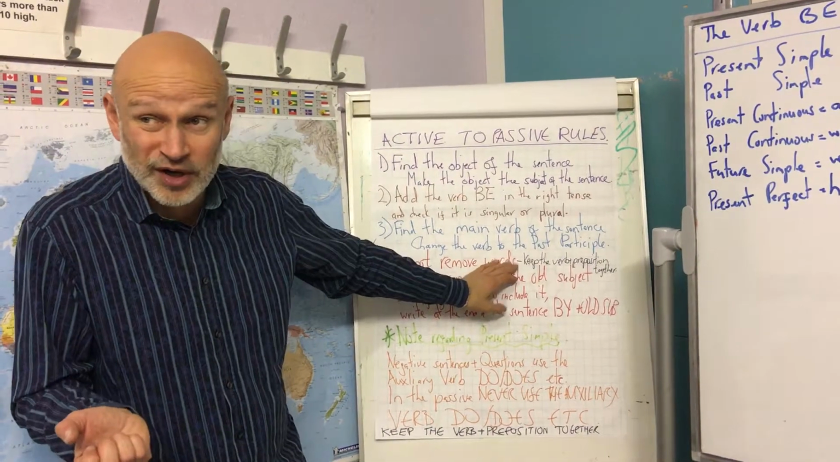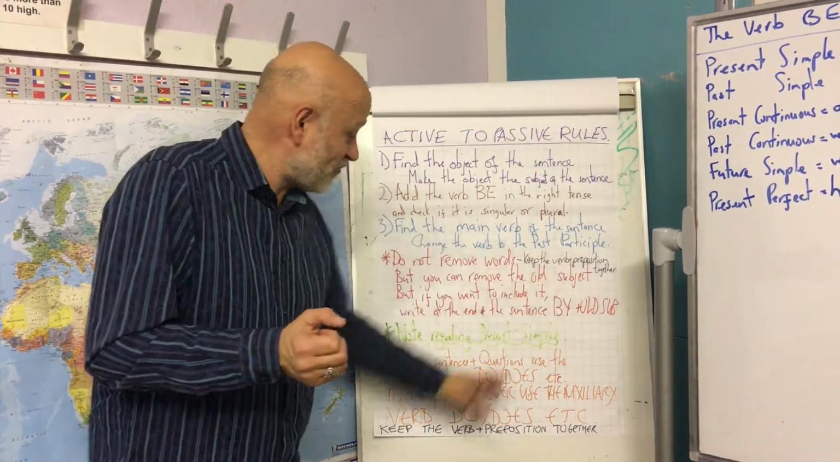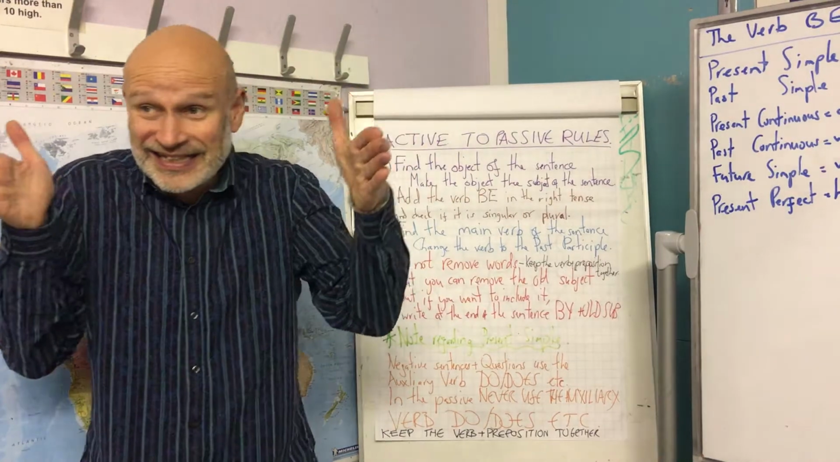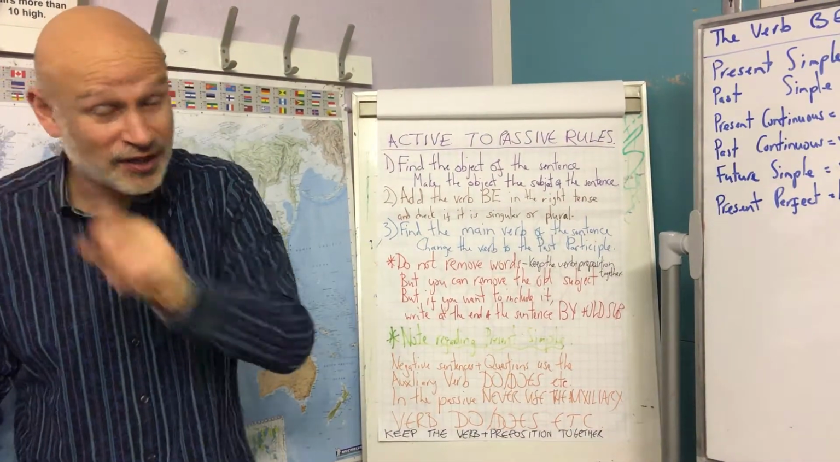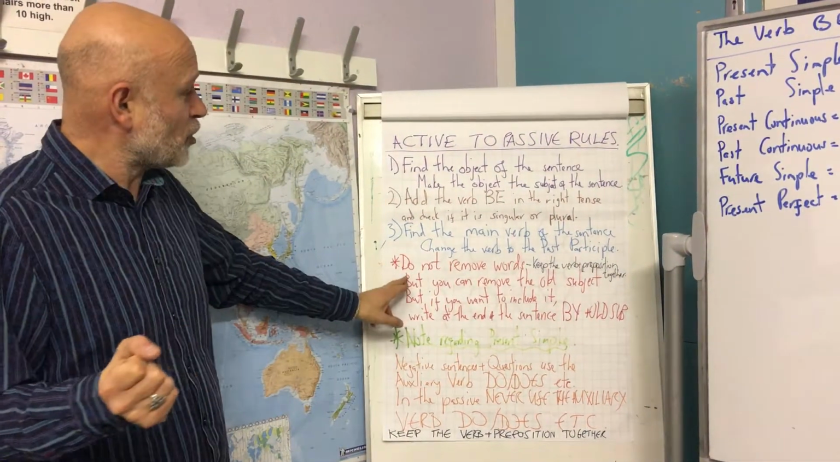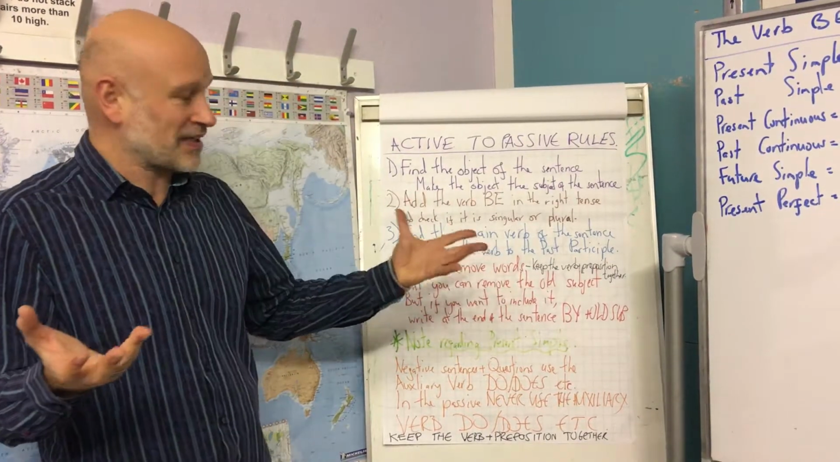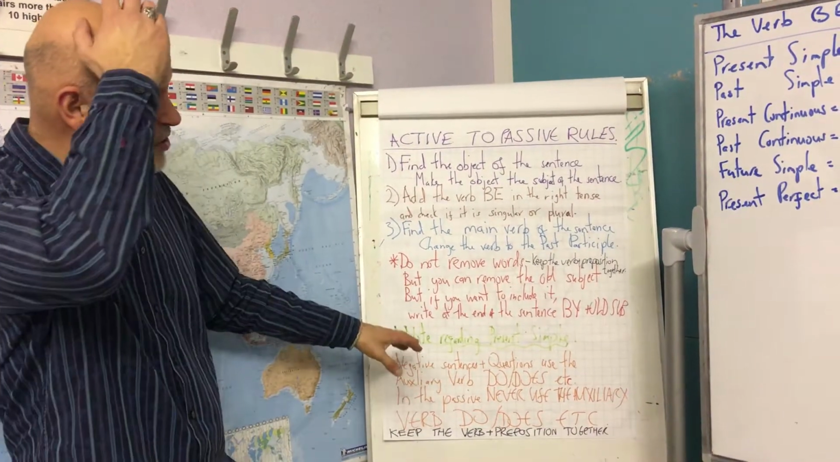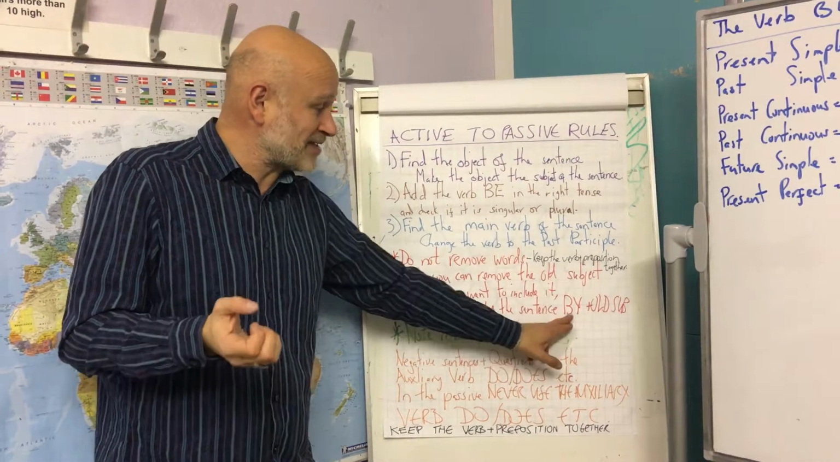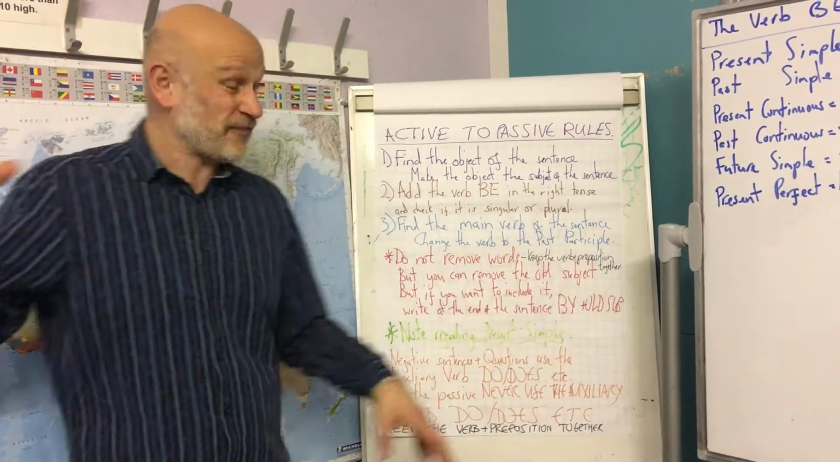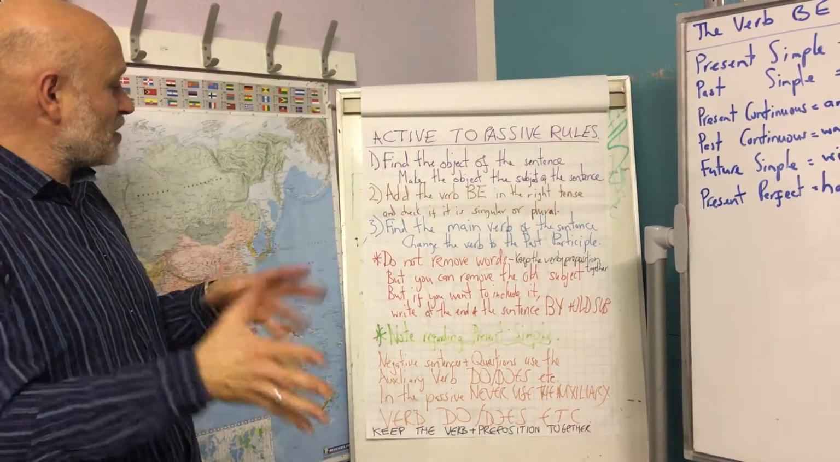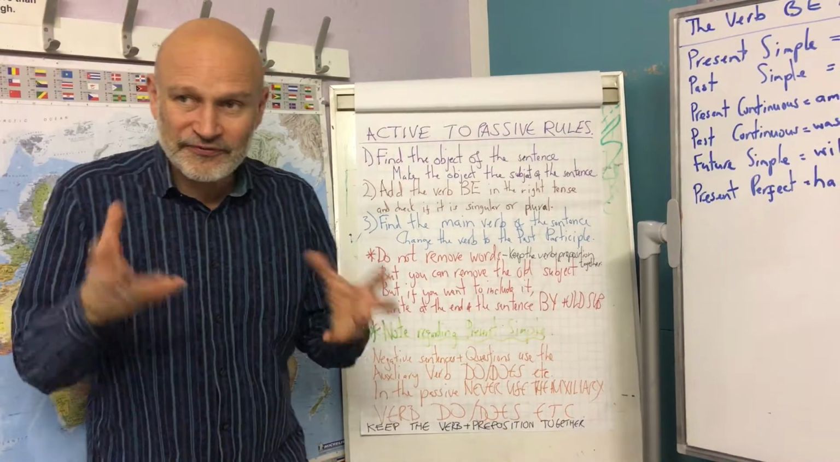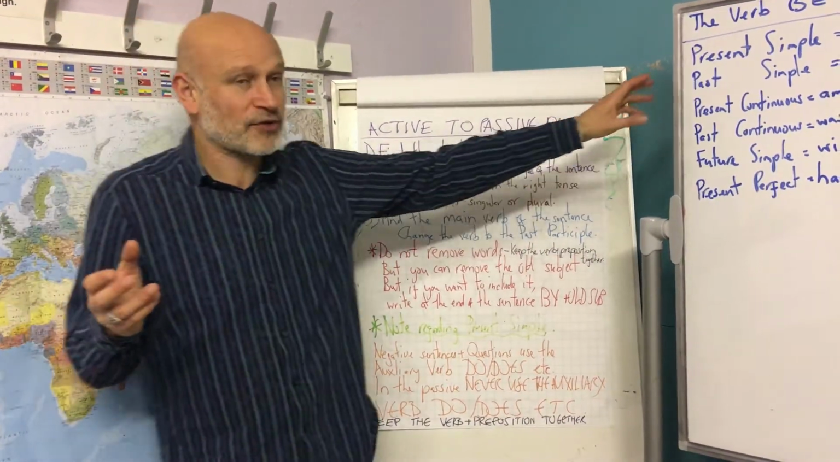Don't remove words, that was really important. Keep the verb and the preposition together. That was the key that we learnt last week. You can remove that old subject if you want to. You don't need to. You can include it if you like by adding the word by plus the old subject if you want. But then we were still having a few problems, and I decided now to write this.